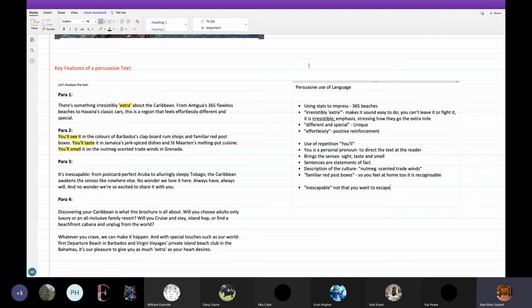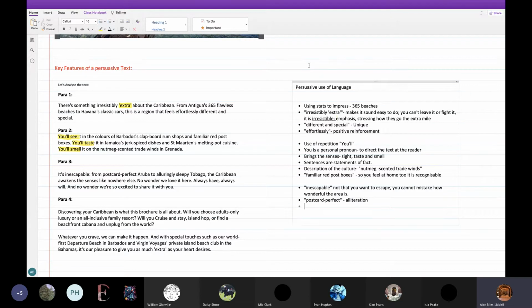And again, the use of that word inescapable is that idea, isn't it, as Shan's saying, it's not the case that you want to run away from whatever. It's just that once you're there, you cannot miss it. How gorgeous this is. Good. And then we have the postcard perfect, which, as has been said, is the use of alliteration there. And again, it's another way of just saying how wonderful this is.